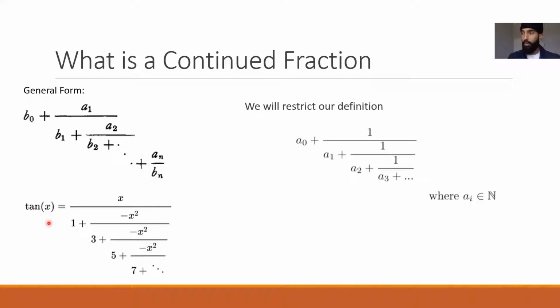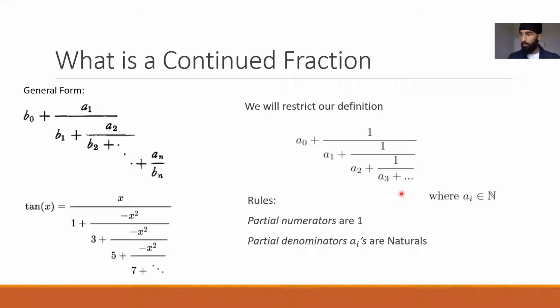Because of this wide variety, we are going to restrict our definition to the simple continued fraction. It looks like this, and there are two simple rules to it. The first one is that the partial numerators have to be 1, and the partial denominators are just the natural numbers, so not including 0.